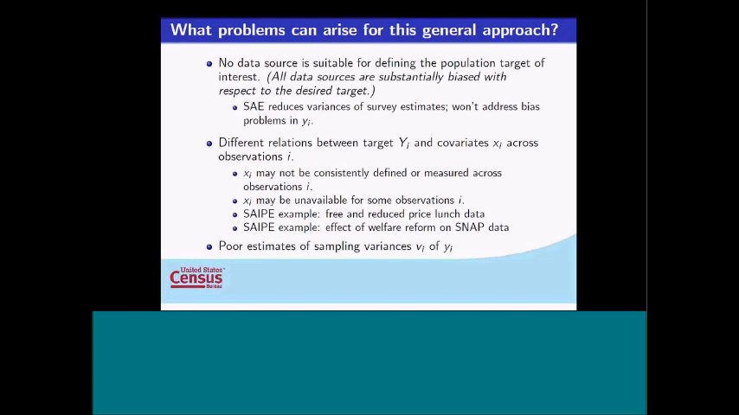Another problem is if the relation between the target and covariates is not consistent across areas or observations.